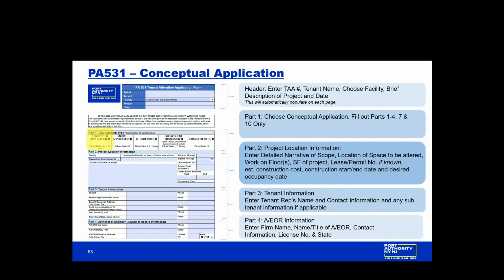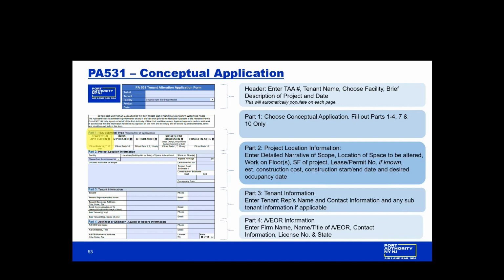All right, so this 531 is the application form. When you're submitting a conceptual application, there is a choice in part 1 where you only have to fill out parts 1 through 4, 7, and 10. And you also have to fill out the header.